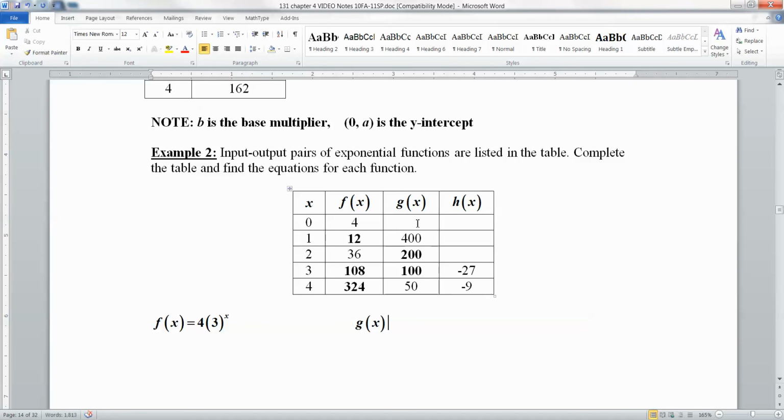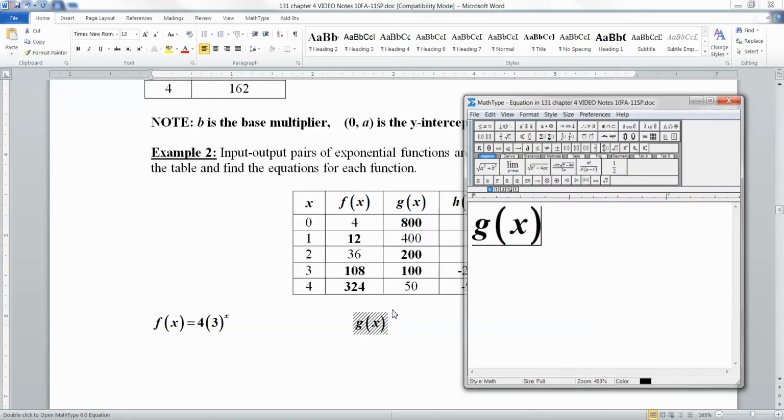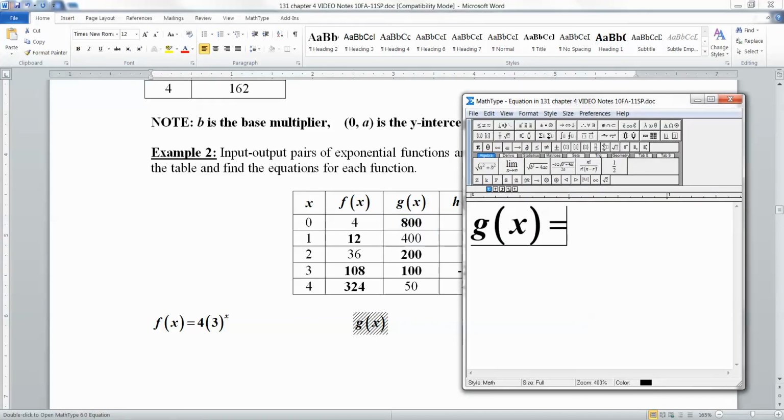All right, so then what was this number up here? Well, it had to be 800, because if you divide by 2 to work your way down the table, then you have to multiply by 2 to work your way back up. Okay, now remember, a b to the x. Now we need numbers for a and b and x. Well, a has to be 800 because that's your y-intercept. Your y-intercept is that a value.